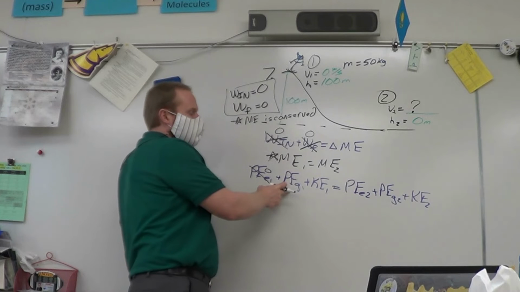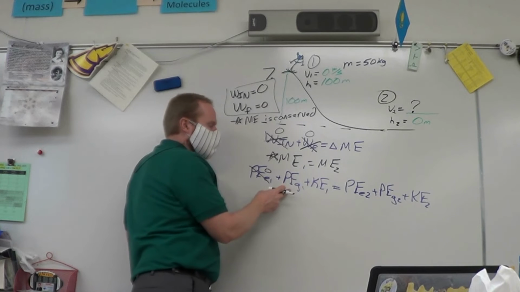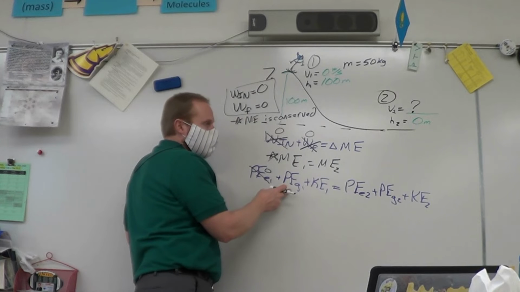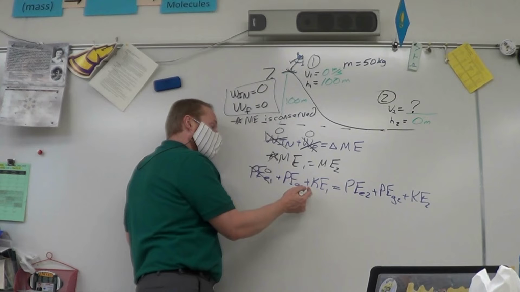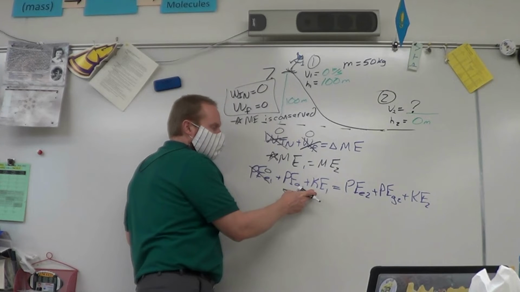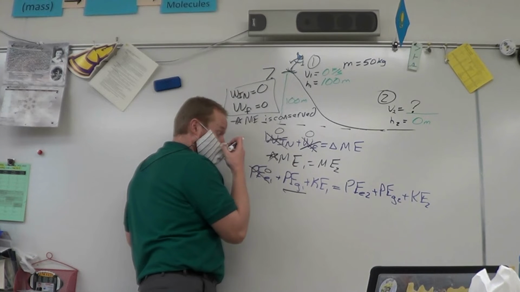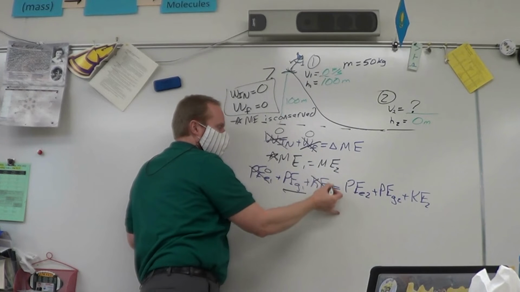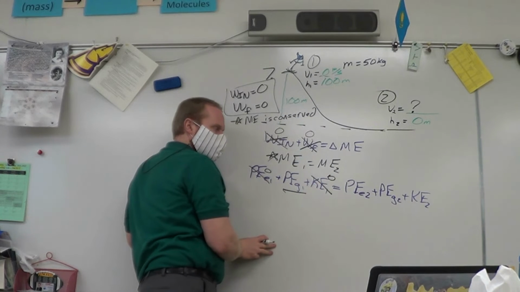For PEG1, the question we ask ourselves for PEG is, is there a height? So since we're talking about PEG1, we say, is there a height at location 1? In which you would say, yeah, so we got to keep that one. For KE, the question is, is it moving? So is it moving at location number 1? In which you would say, no, right? We said that value is 0, so we can cross that thing off and that value is 0.